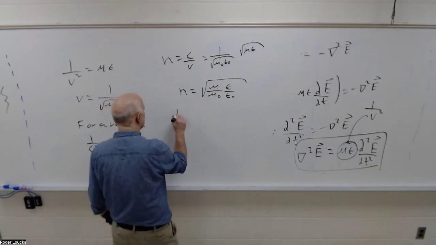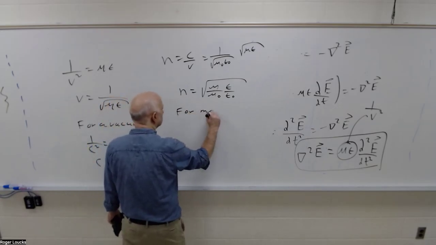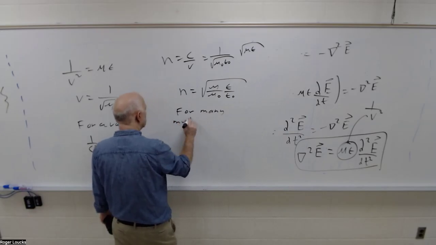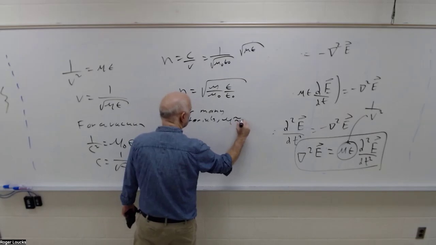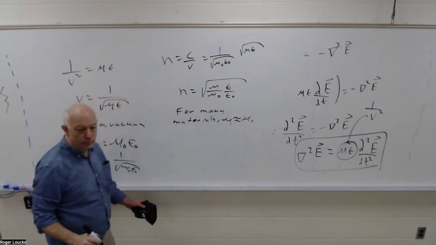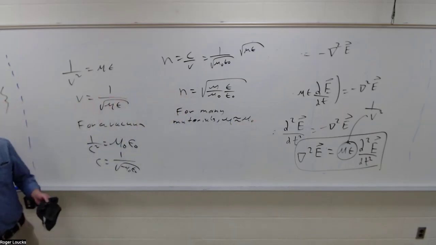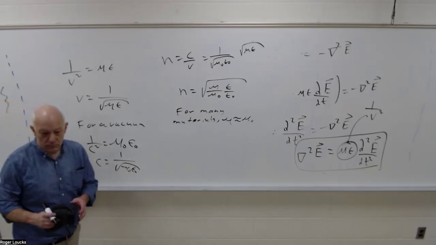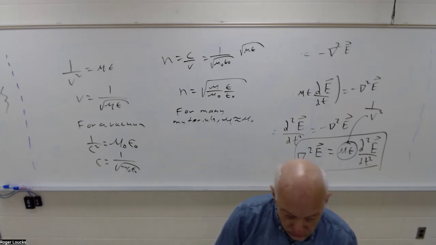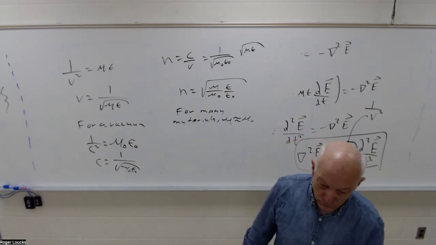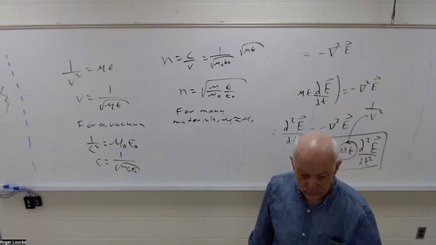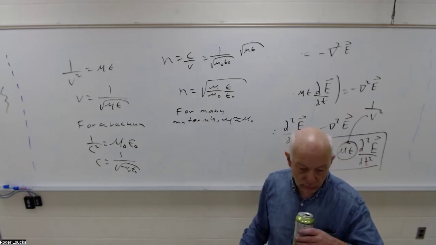Now, for many materials, mu is approximately mu naught. Why? Well, you measure it, you get that. Is there a physical reason why? I don't think so. First of all, it's not true in many cases, but there's a large class of things where it's incredibly good.